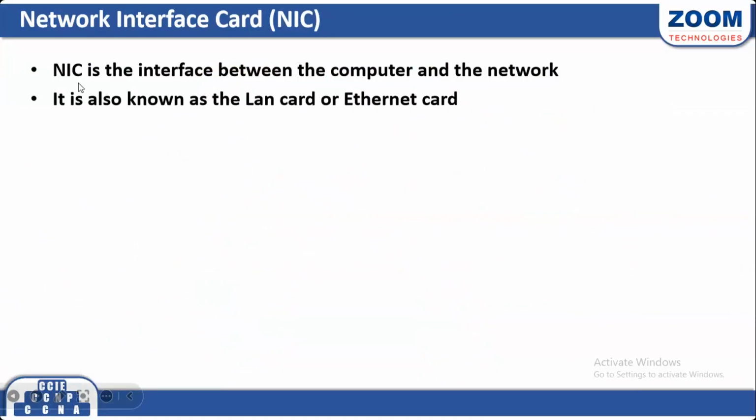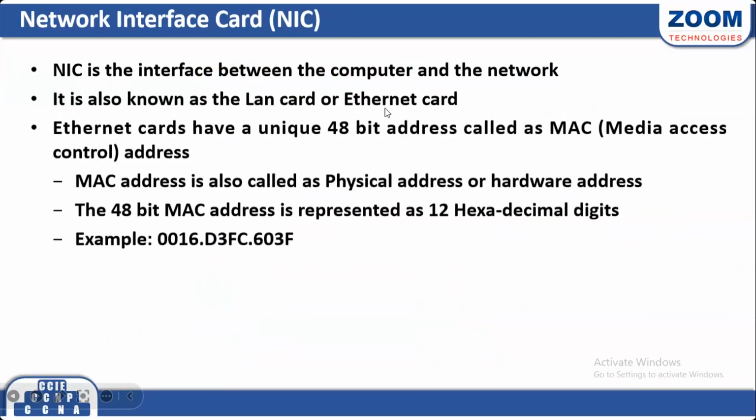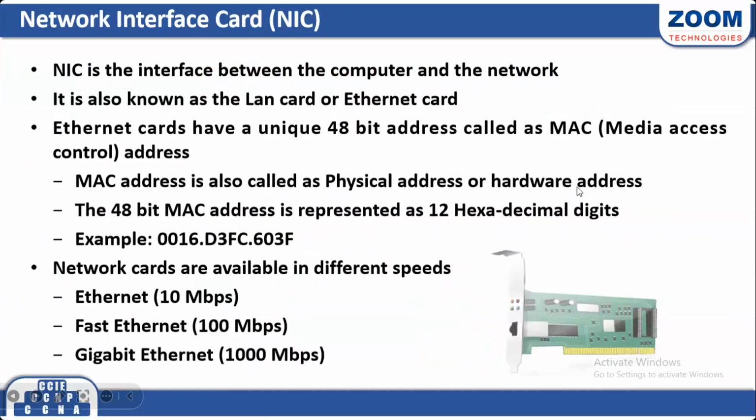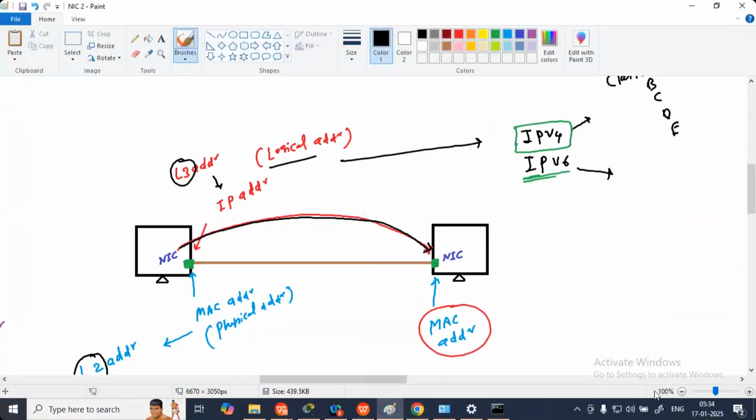So that's why our NIC is the interface between the computer and the network. It is also known as LAN card, Ethernet card, or adapter. Then this NIC has a unique 48-bit address, the media access control address, which is called a physical address or hardware address. Depending on the operating system, we get the representation with dot, colon, or hyphen. And these are the speeds of wired NICs. So that's why we have this first component here.